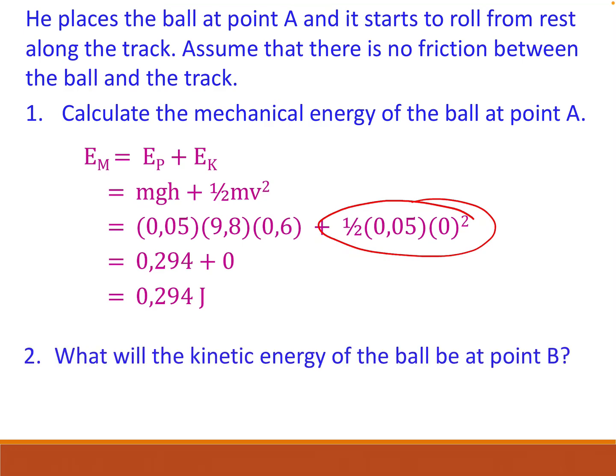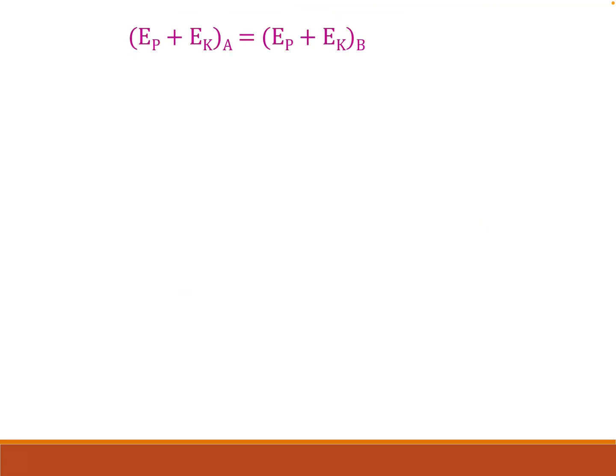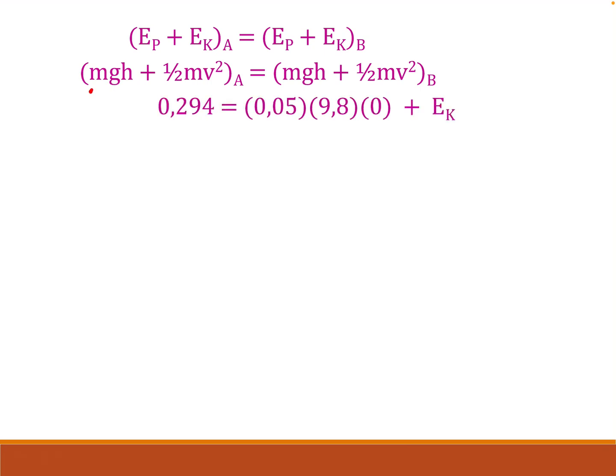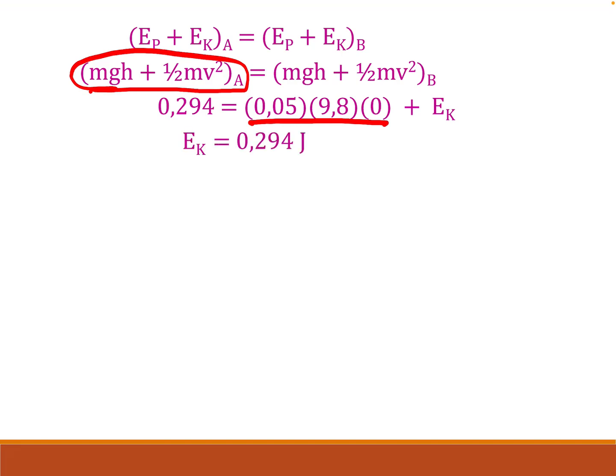Then they say, what will the kinetic energy of the ball be at point B? You have to show me the calculation. EP plus EK at A is equal to EP plus EK at B. Half mv squared, etc. Now, I've worked this out previously, so I don't have to do all the substitution again. I know the potential at B is going to be 0, but I still have to show it. So EK is 0.294 joules.